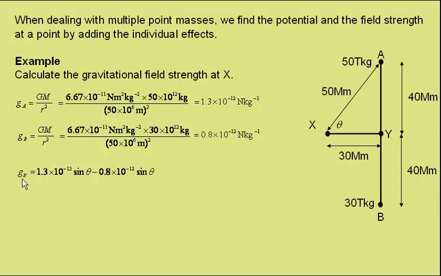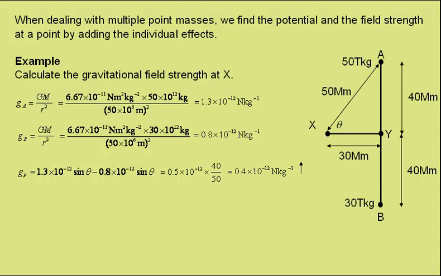The vertical component of the gravitational field strength is the magnitude due to A multiplied by sine theta minus the magnitude due to B, also multiplied by sine theta. Sine theta is the opposite of 40 megameters over the hypotenuse of 50, which I've included here, giving a magnitude of 0.4 times 10 to the minus 12 newtons per kilogram. As mass A is larger than mass B, the overall field direction will be up.